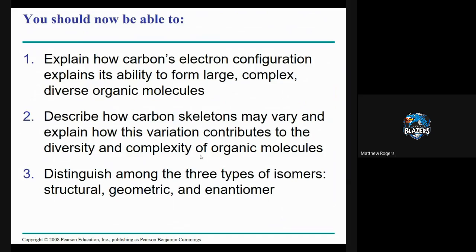And then finally, distinguish among 3 types of isomers: structural, geometric, and enantiomers. Structural, we're just dealing with changing the shape. Geometric, we're dealing with where everything is. And then enantiomer is the left and right-handed thing. I'm going to be honest with you, number 3, we're not going to test or quiz over. It's more of a throw-in for you to know at a deeper level. So 1 and 2 are important.